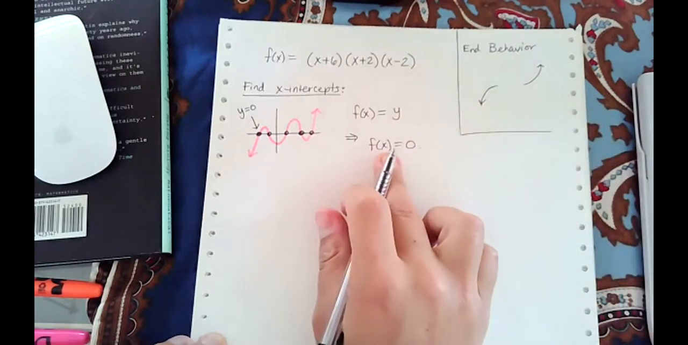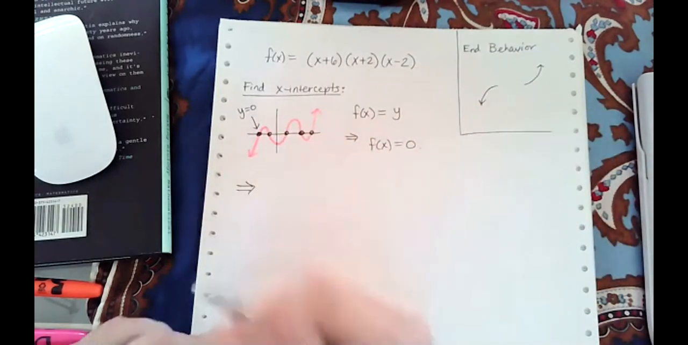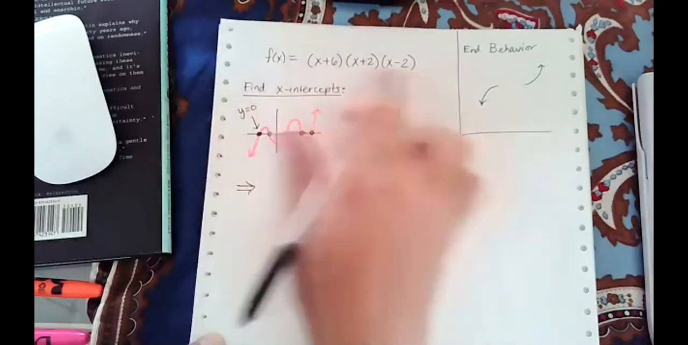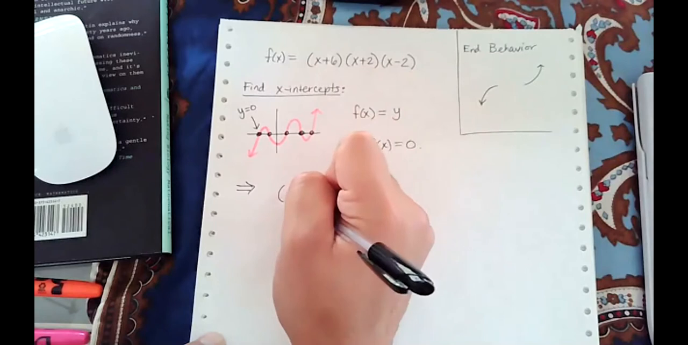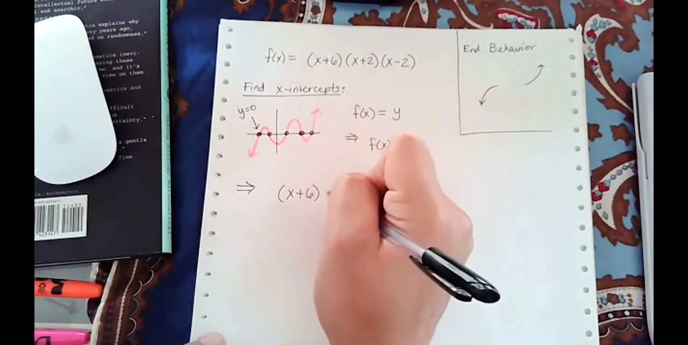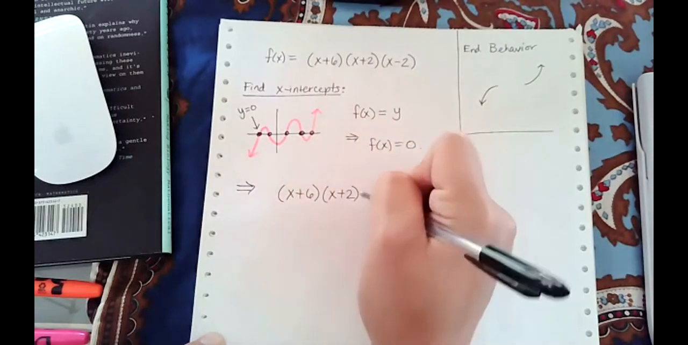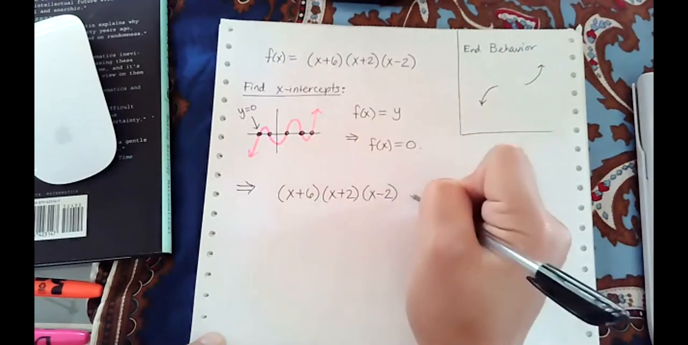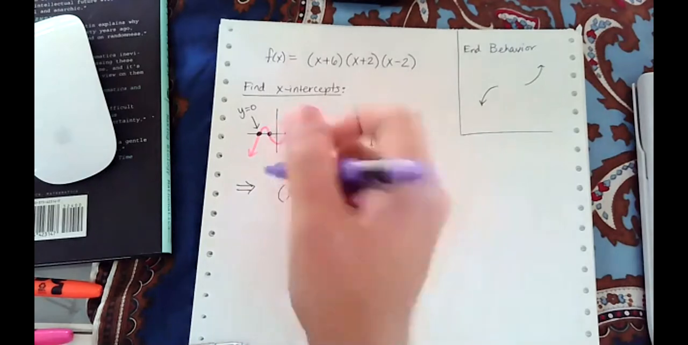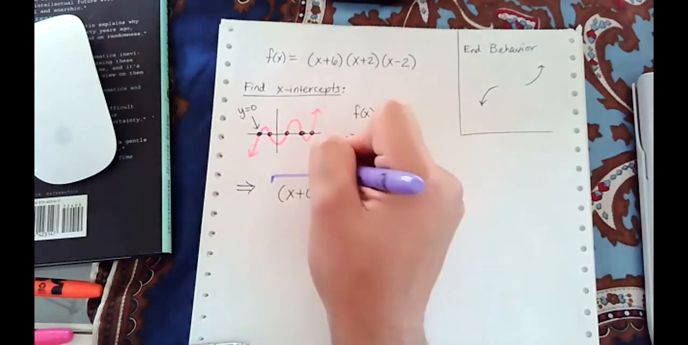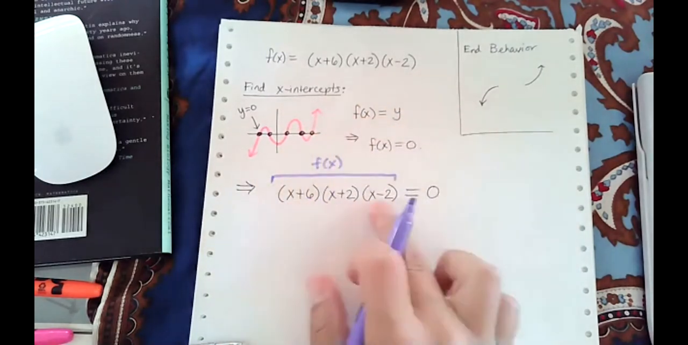Well, if I set my function equal to zero and my function is just a bunch of polynomial factors, then I would be setting x plus six times x plus two times x minus two equal to zero, right? Because this is my function and I set it equal to zero.